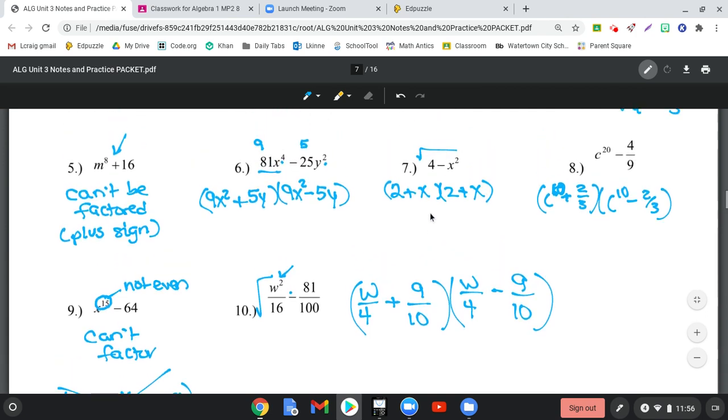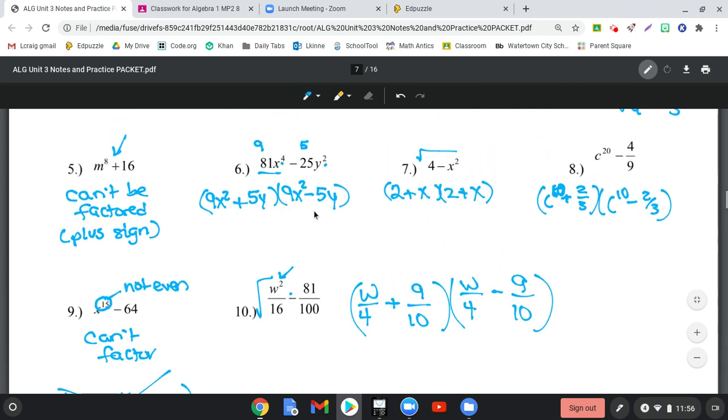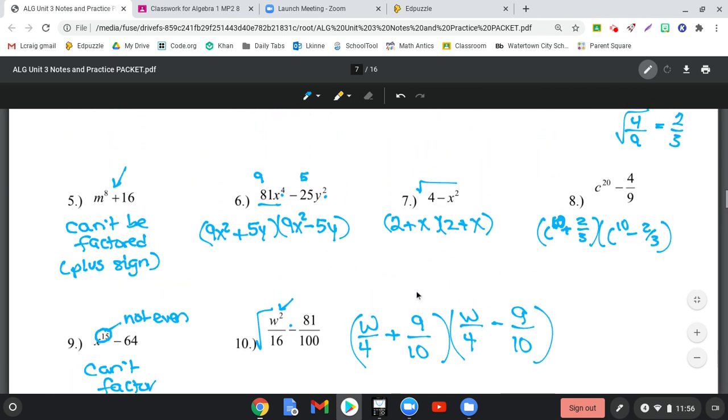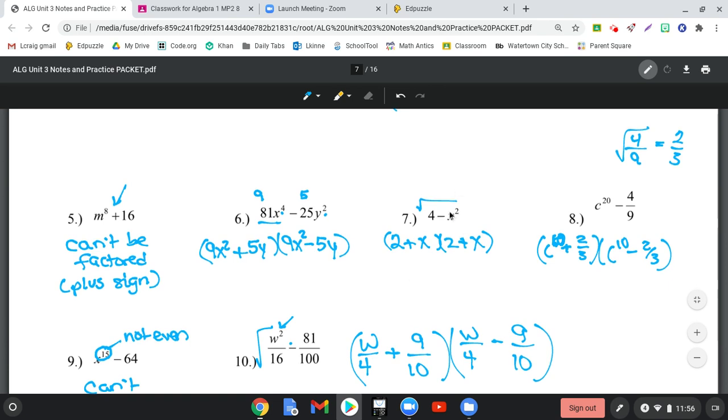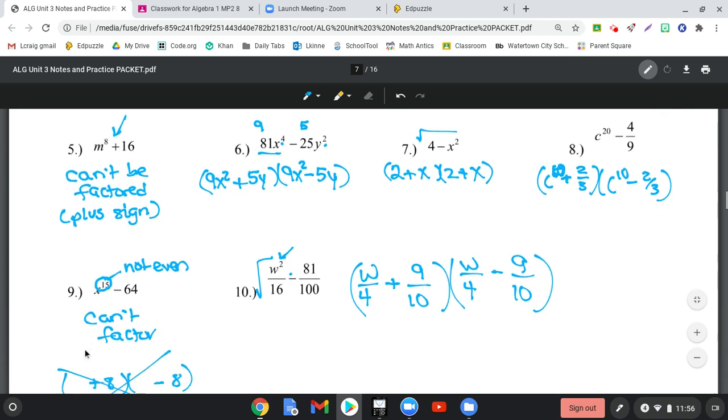All right, so again, it's just breaking those down into conjugates, one positive, one negative. You've got to have an even exponent. You got to have subtraction.